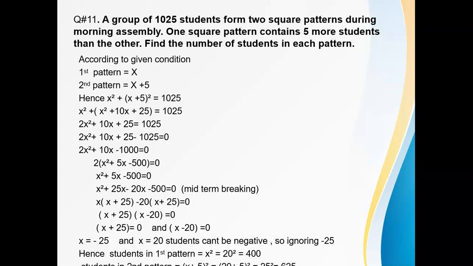तो आपने तो उनके स्क्वायर लेना था, सो x का स्क्वायर लेंगे, x was taken as 20, तो 20 का स्क्वायर लेंगे तो 400 students are standing in the first pattern. And for second pattern, we had supposed that x plus 5 whole square. So therefore, we will take 20 plus 5 whole square, which is equals to 25 square and 625. So that means 400 students are standing in the first pattern and 625 students are standing in the second pattern.